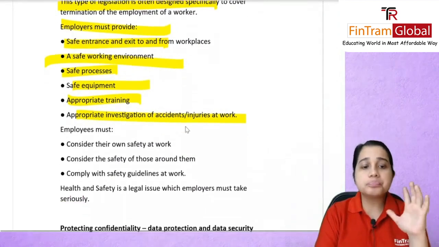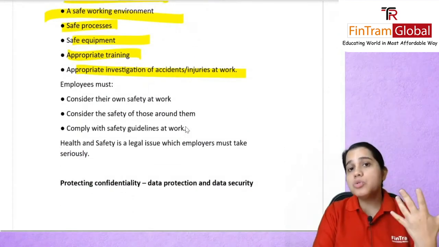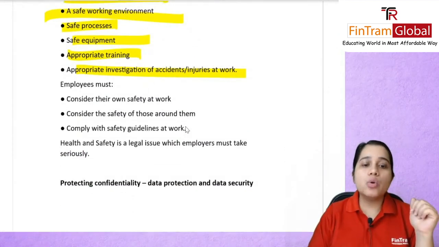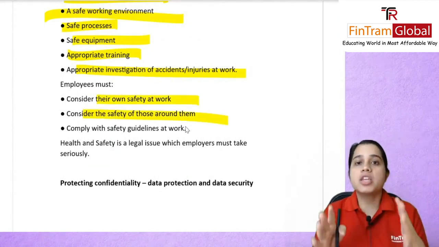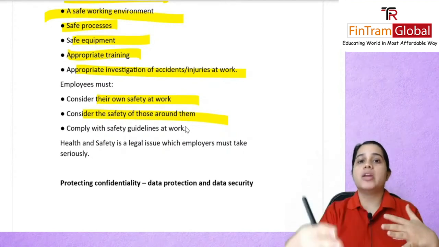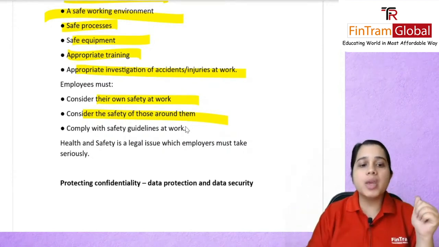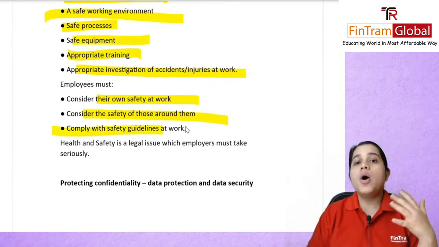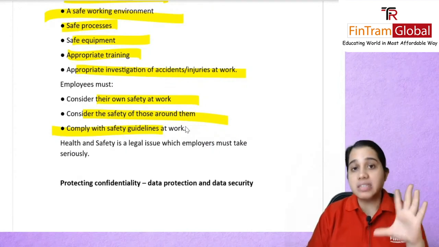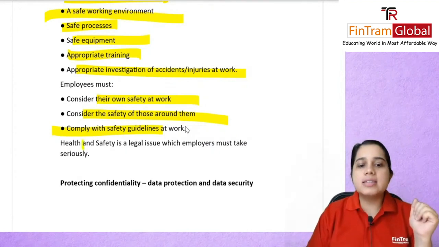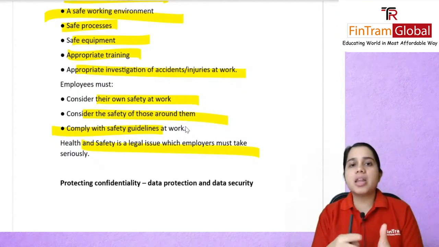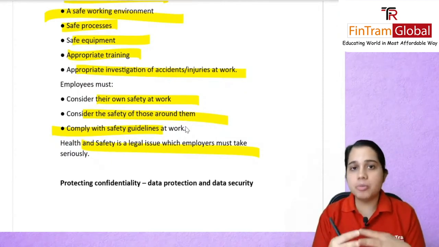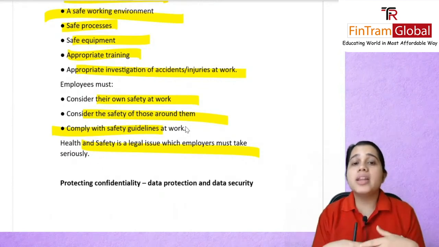Employees also need to do some things. They need to consider their own safety at work and also that of the people around them. So make sure whatever you're doing will not affect some other person in a harmful way. Comply with all the guidelines and, of course, listen to the trainings carefully. This is a legal issue which employers must take very seriously, because employees can go ahead and sue in the future.